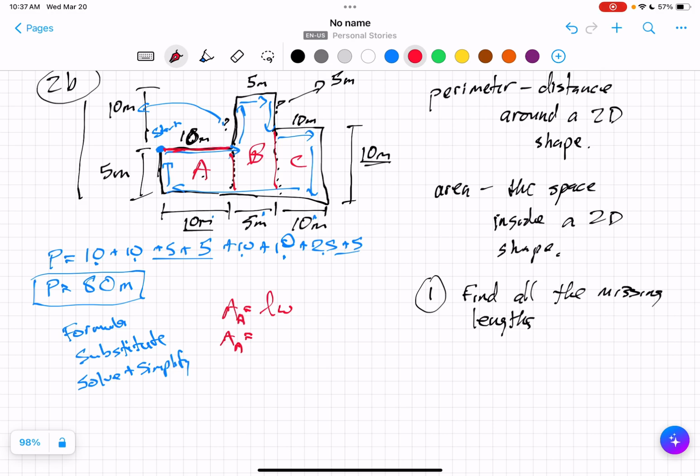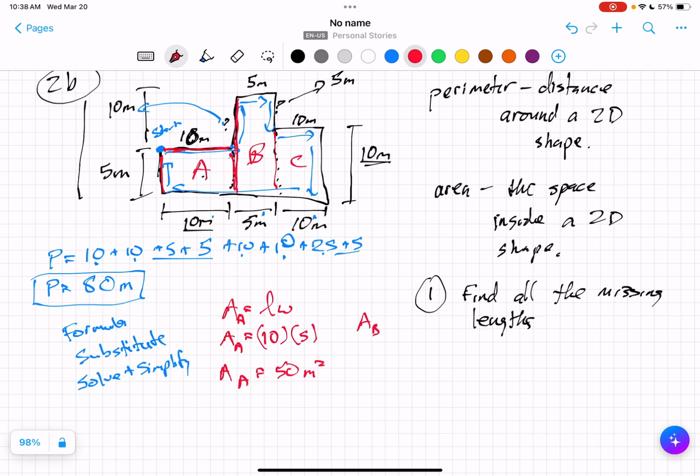Okay, our length we can see here is 10. And our width, the shorter side, is 5. We can solve the area for A, that's 50 meters squared, because it's meters times meters. Same thing for B. This time the length is going to be a little bit longer. We're going to go all the way down, and that's 15.